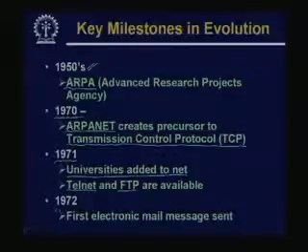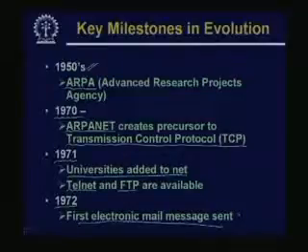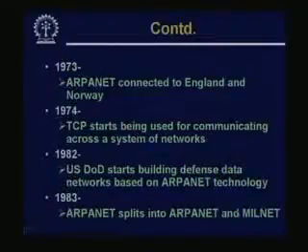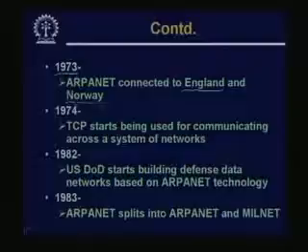In 1972, the first version of electronic mail came into being, and the first email message was sent during that time. In 1973, ARPANET spread its reach beyond the US. It connected to some sites or locations in England and Norway. So it is in 1973 that ARPANET started to spread across continents.